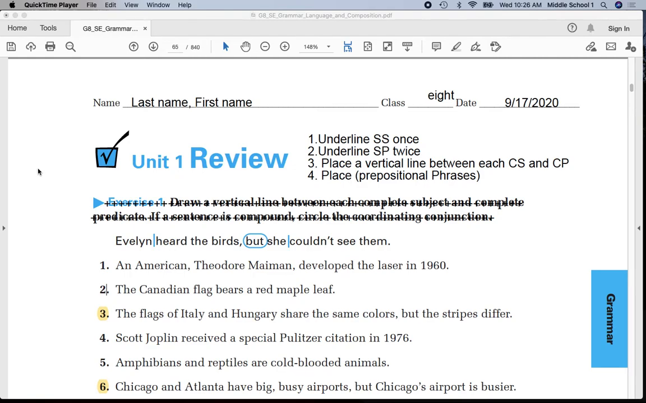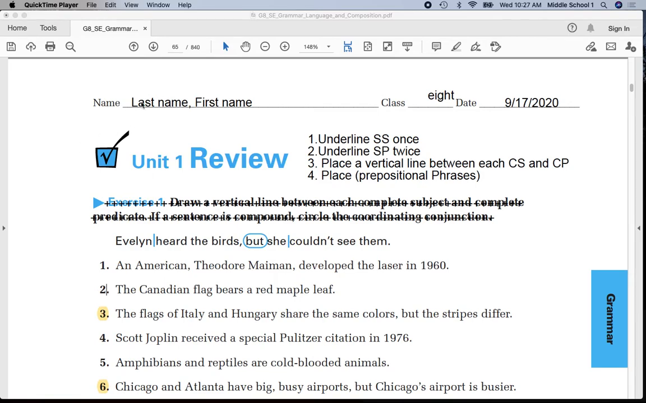Good morning, 8th grade. Today we are going to spend a little bit of time reviewing what we have been talking about concerning subjects, predicates, simple subjects, compound subjects, compound predicates, simple predicates, and the difference between simple, compound, and run-on sentences. At the top of your paper, let's follow the directions that I have on the screen.